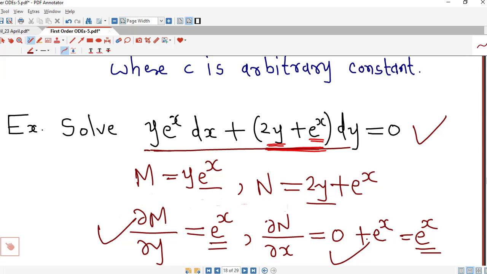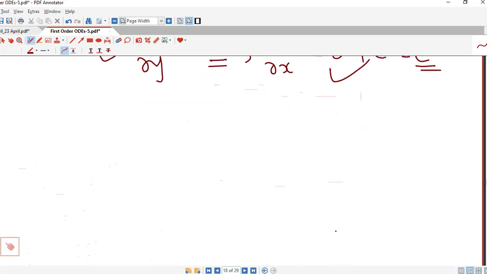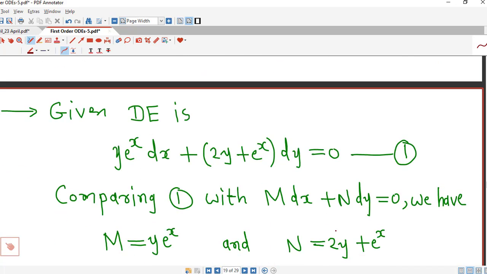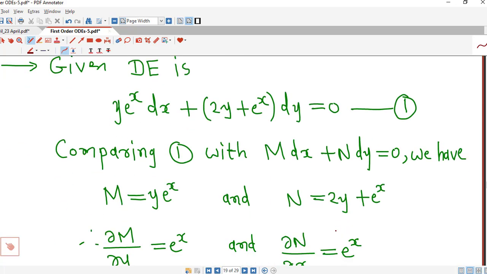So by practicing more and more problems, from the given equation you will have the idea that it is either exact or linear, or it can be either exact or linear or separable. So here this equation is exact. Now we have already solved this problem. I have written all the steps.